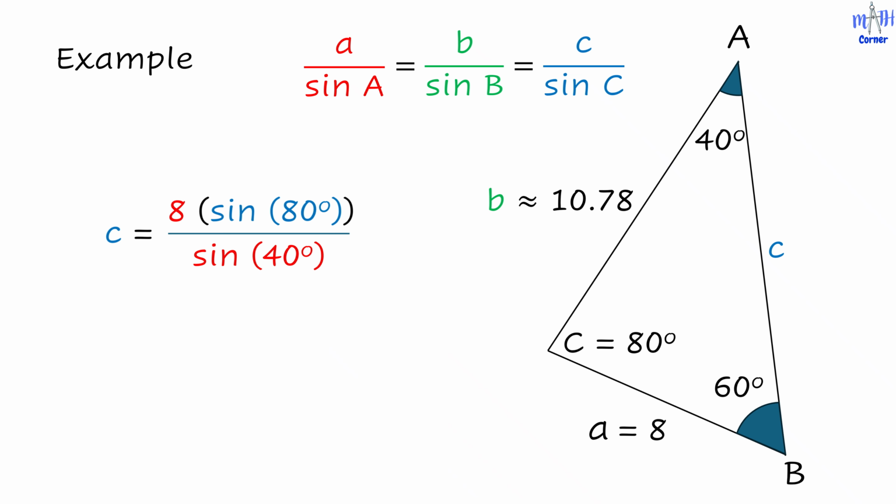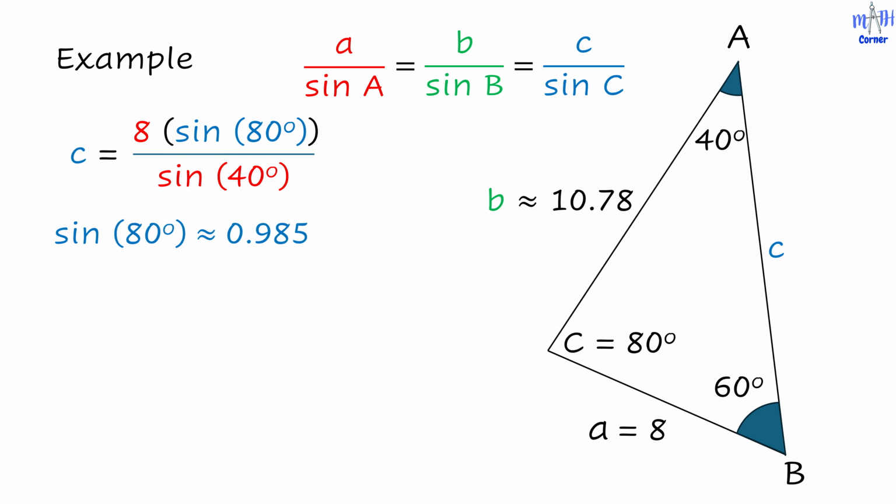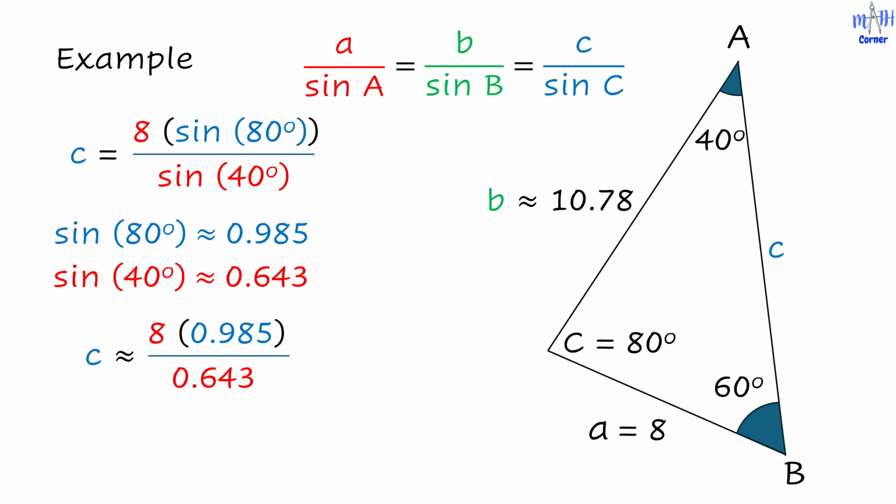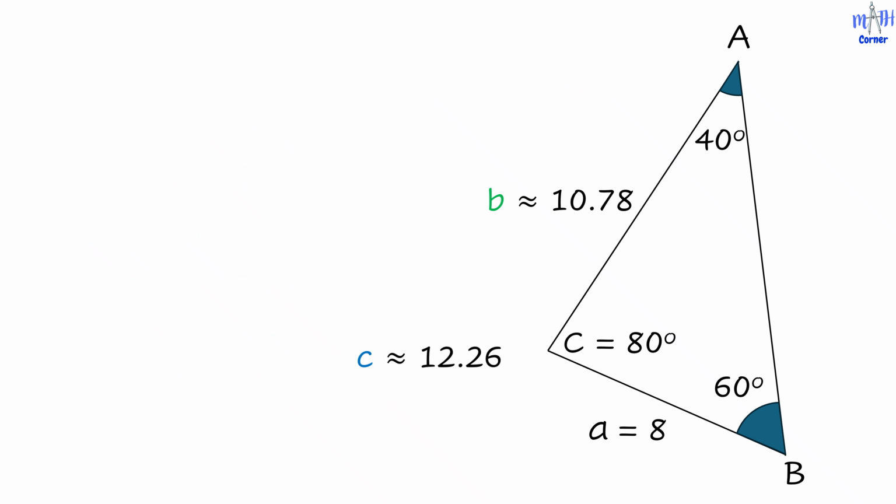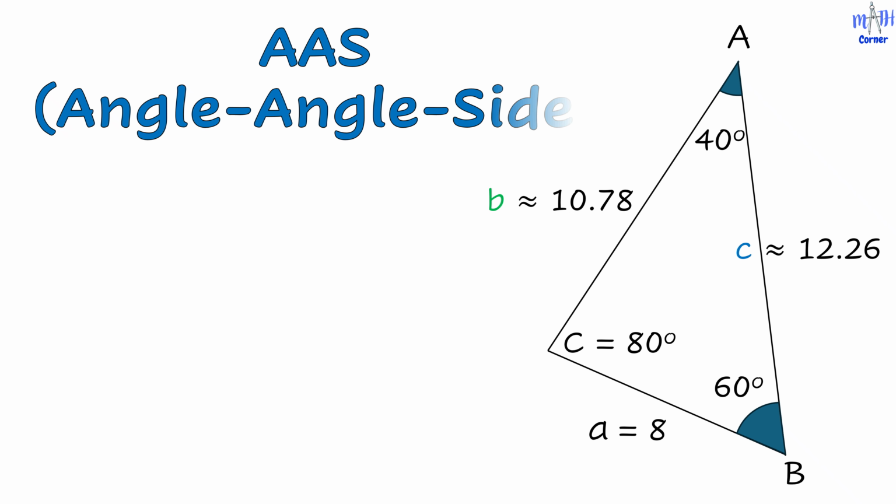Using your calculator, sine 80 degrees is approximately equal to 0.985, and sine 40 degrees is approximately equal to 0.643. So, C is approximately equal to 8 times 0.985 over 0.643. Side C is approximately equal to 12.26 units. And that is how to solve a triangle involving angle, angle, side.